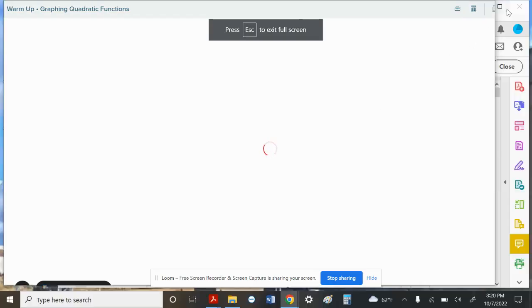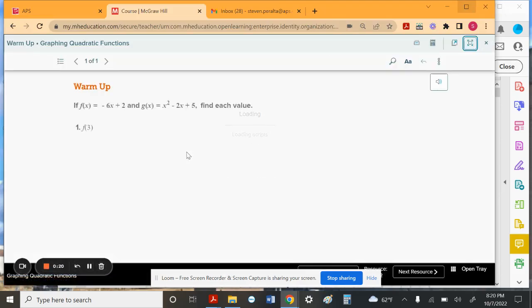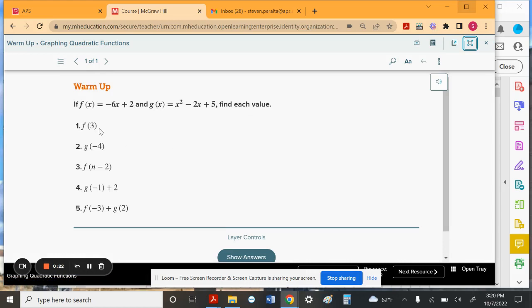So first thing that we're going to take a look at is a warm-up, and this is stuff that we've done before. If we have a couple of functions or even just one function, and I'm asked to find f of 3, that means that we would look at f of x. We would replace everywhere there's an x with a 3. Notice this is g of x, so we would not be working with that one. So we would plug it in here.